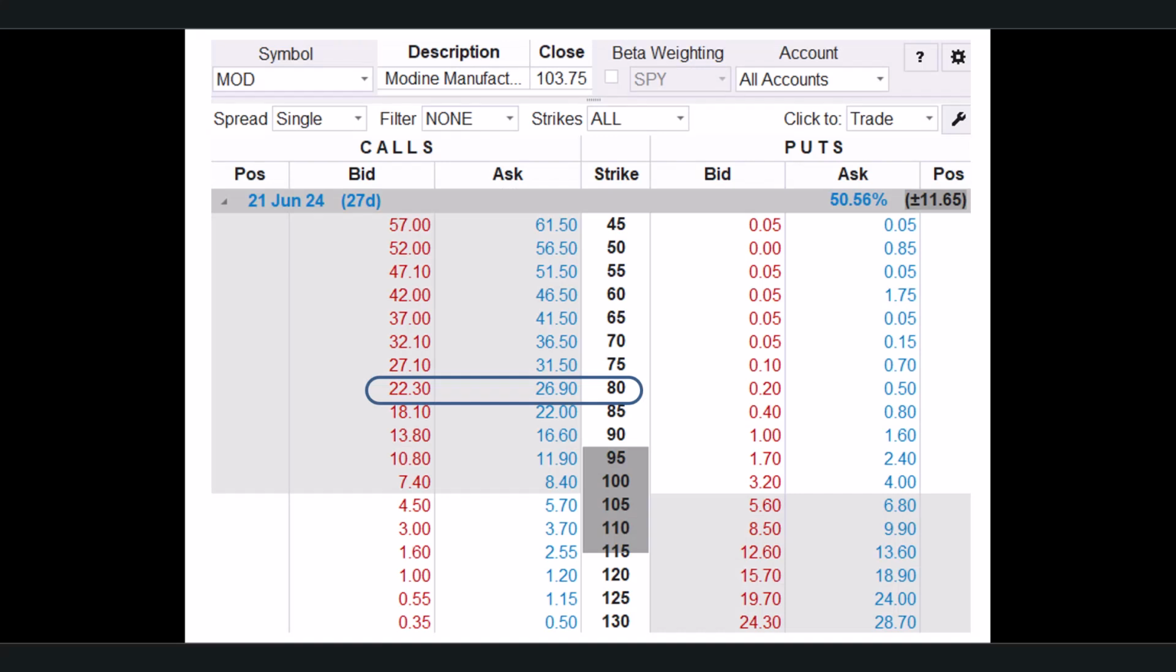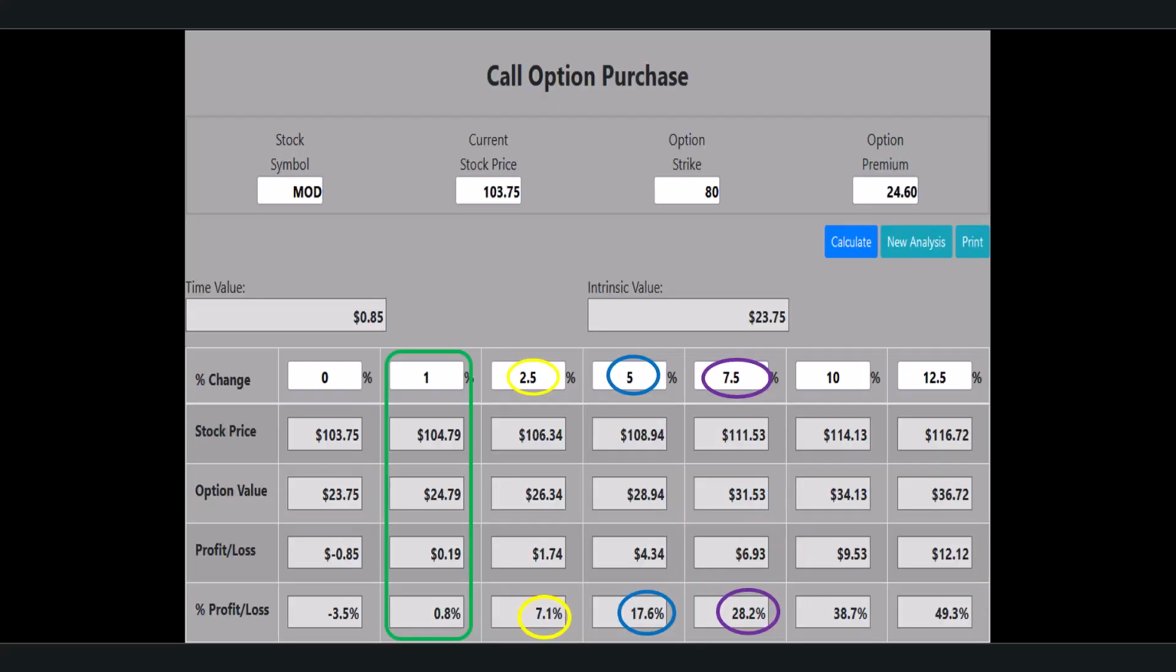The bid-ask spread for the 80 call is 22.30 to 26.90. We try to enter at the midpoint, so we'll use 24.60 as the buy price. The 80 call works. If the MOD stock price is up 1%, the 80 call will make a 0.8% or $19 profit. That's better than break even, so the 80 call is the one we'll buy.